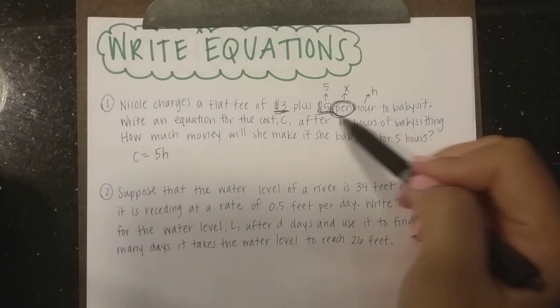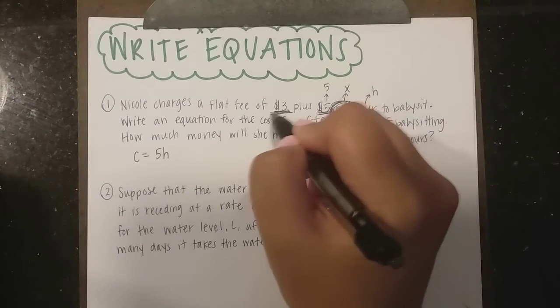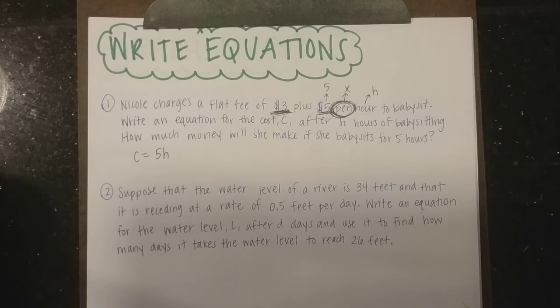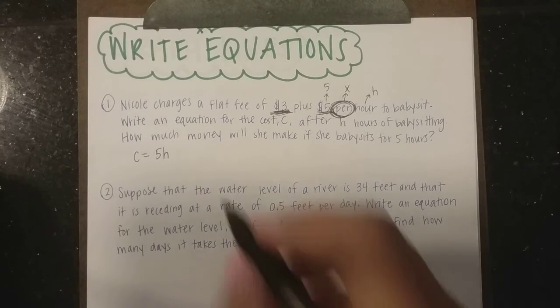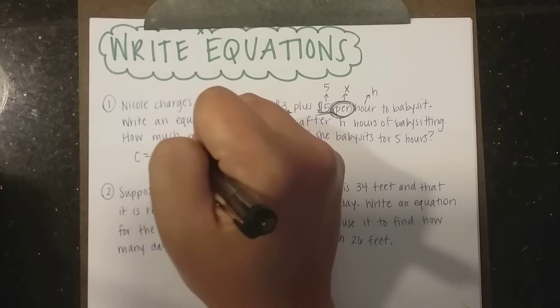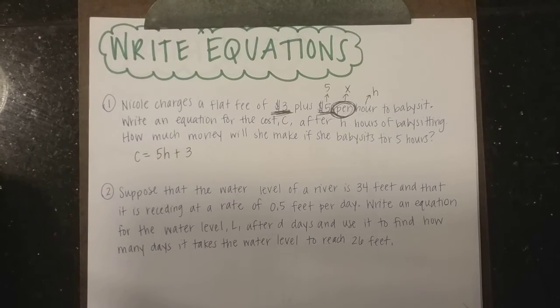That's a per hour rate, but then we've got this flat rate in there. But that flat rate doesn't depend on how many hours she works. So that means no matter what, she's going to have that plus 3 on there. Anytime you have a number that doesn't change, that's what you either add or subtract, based on if it's a positive or a negative number.